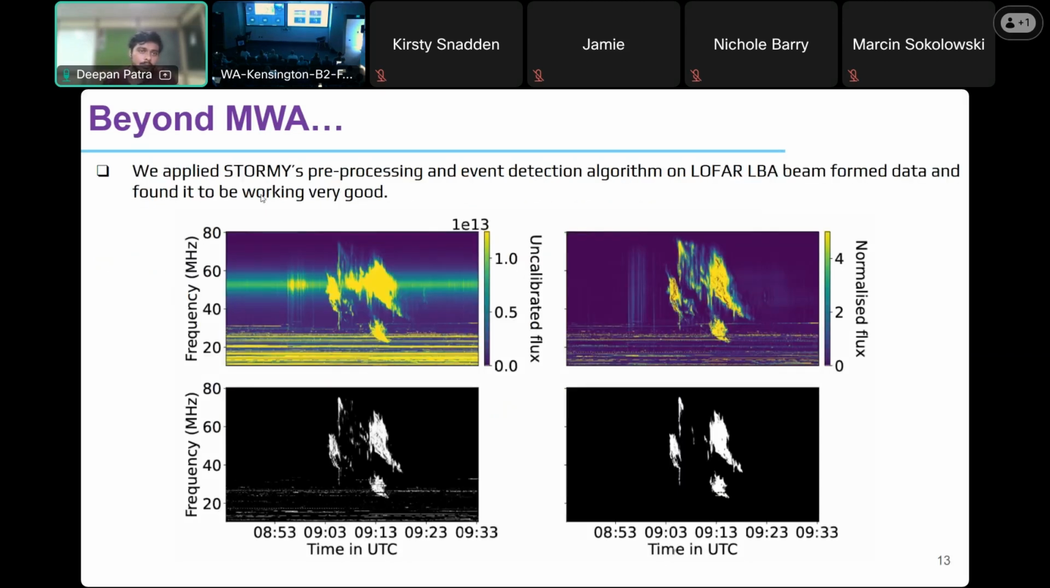So we applied our pipeline to the LOFAR LBA beamformed data as well, and as expected, it is working quite well.